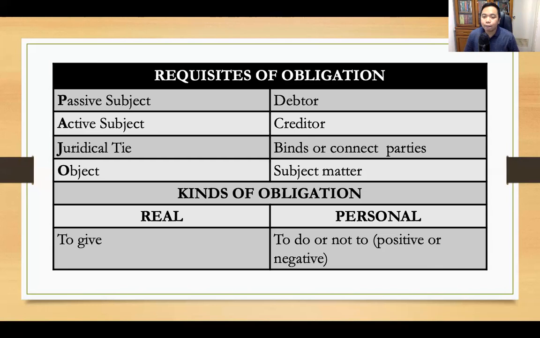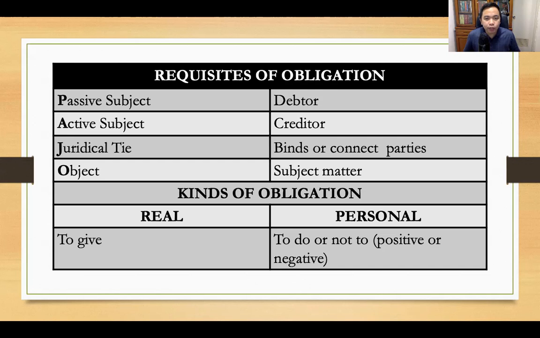On the other hand, the active subject or the creditor in an obligation is the one who is interested in the performance of the obligation. If the passive subject is the one who is bound to perform the obligation, the active subject is the one interested in the performance of the obligation.